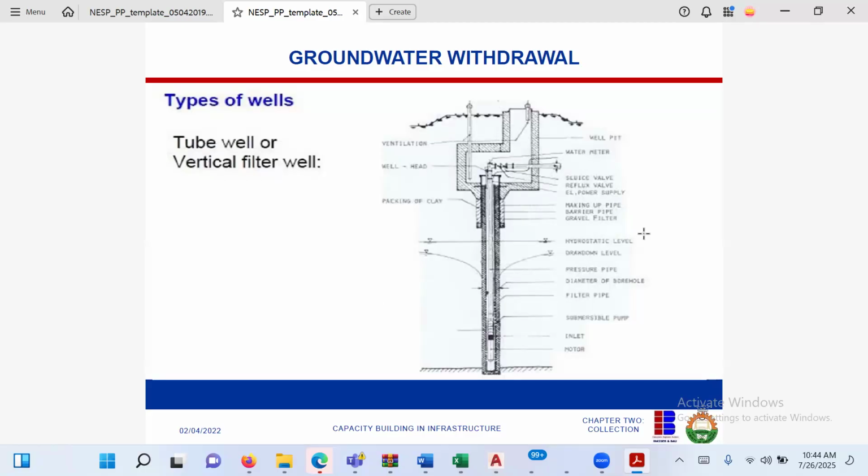Okay, then here you have your gravel filter, you have your barrier pipes. This is just for you to understand. Then finally, you have your wellhead, then you have your ventilation. Can somebody tell me why you need a ventilation in a well?